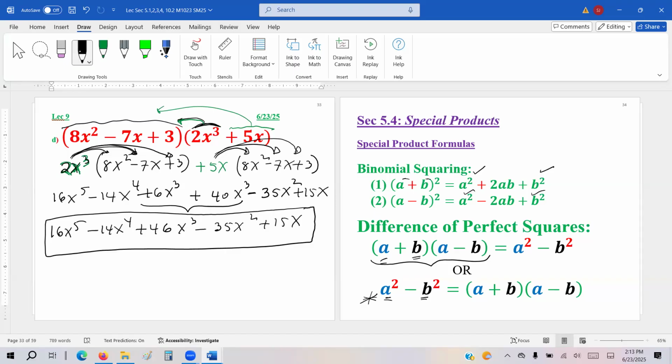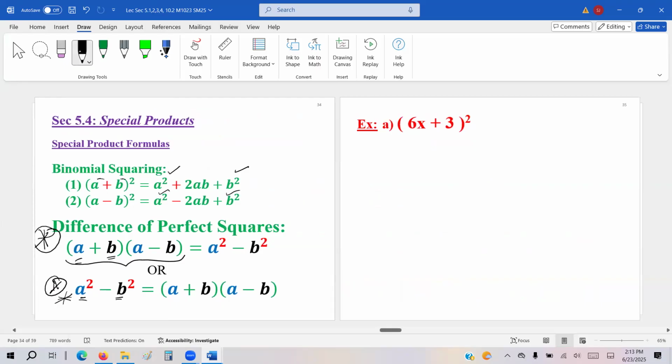And you need to use that a lot in this class, so you must memorize this formula. Even if you don't memorize the binomial squaring, it's fine, but you have to memorize the difference of perfect squares. There is no other way for difference of perfect squares, especially if they ask you to factor. For factoring, you have to memorize this formula.